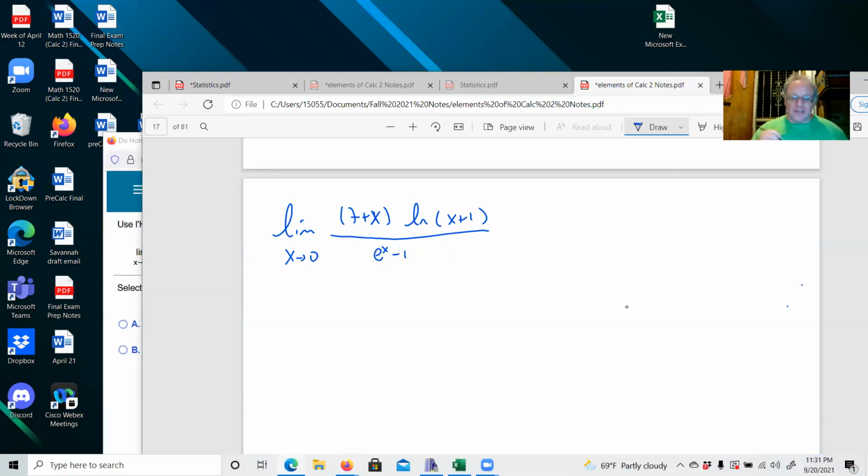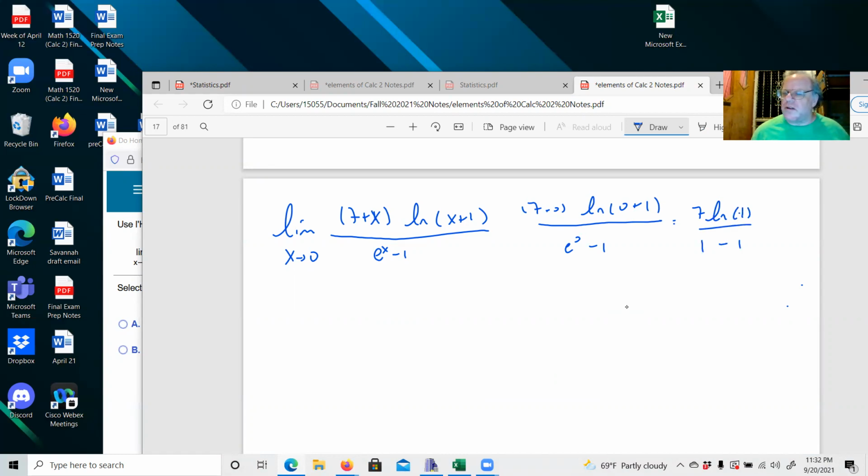All right. So what are we doing? Okay. So we have 7 plus 0. That's plugging in the 0 here. We have natural log of 0 plus 1. And we have e to the 0 minus 1. So simplifying this a little bit, we have 7, right? 7 plus 0 is 7. We have the natural log of 1. And then we have e to the 0, which is 1, minus 1.